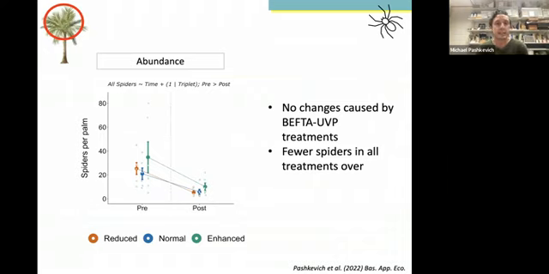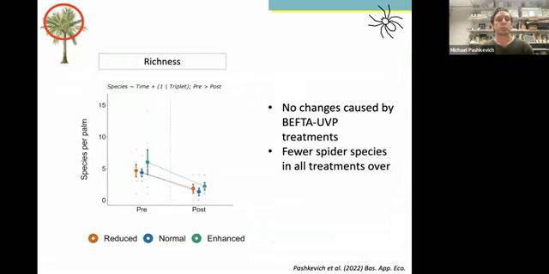What we did is that we looked at spiders both living in the oil palm canopy and on the ground in order to see whether there were any changes in their biodiversity following the implementation of our treatments. And surprisingly, what we found is that going from before to after treatment implementation, we had fewer spiders. This was a consistent decline across our treatments, indicating that treatment wasn't the cause of this effect.